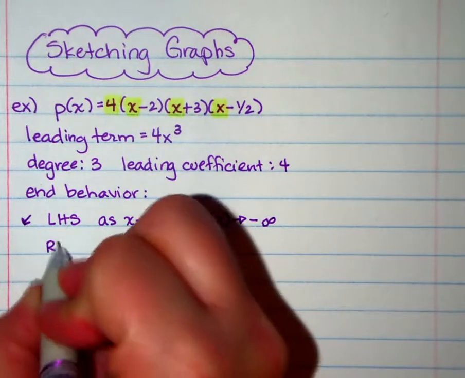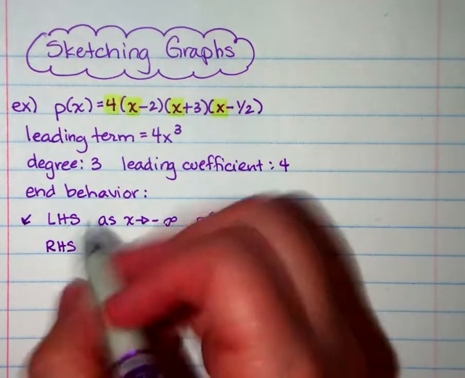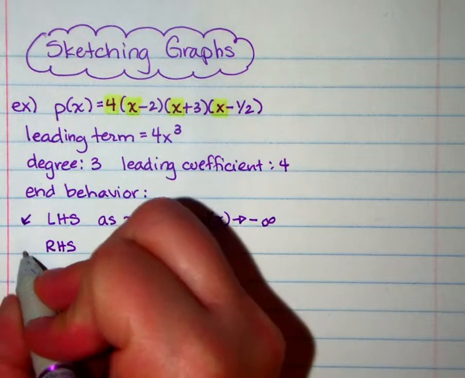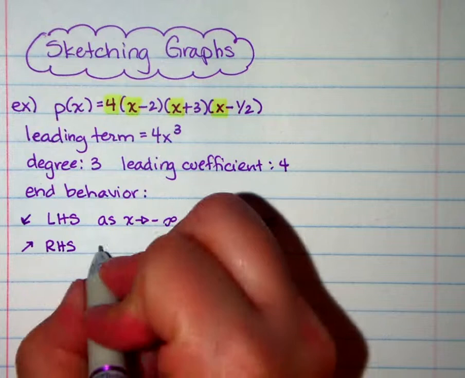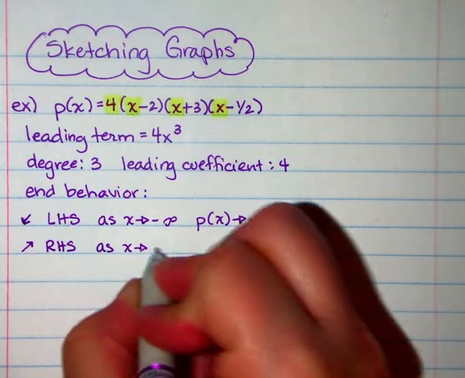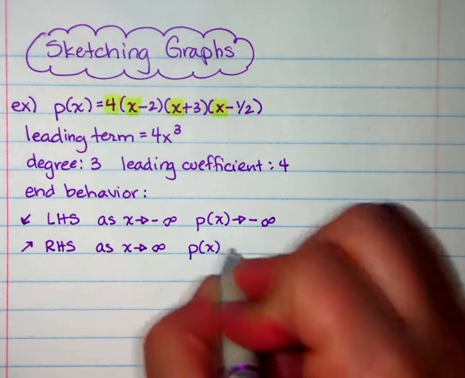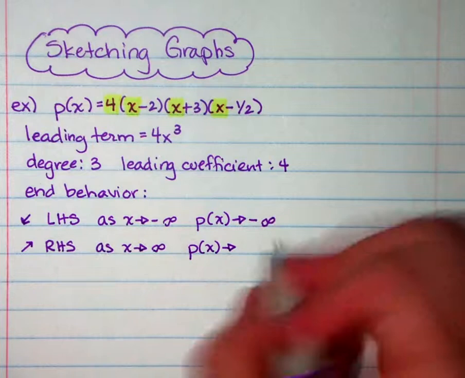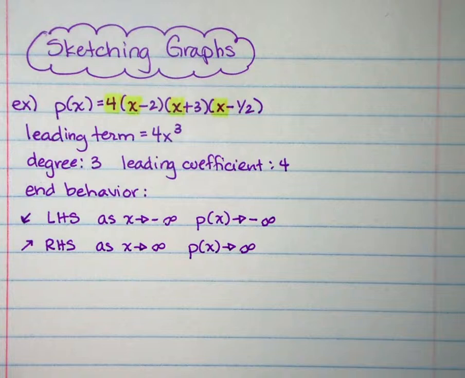On the right-hand side of the graph, which we will abbreviate today as RHS, again, leading coefficient of 4 and a degree of 3 means that the arrow is moving in an upward direction. We say as x is approaching infinity, which is the right-hand side of the graph, the polynomial function is increasing, which means that it is approaching positive infinity. And again, this allows us to know what the ends of our graph are doing. Now we need some other pieces of information to sketch our graph.